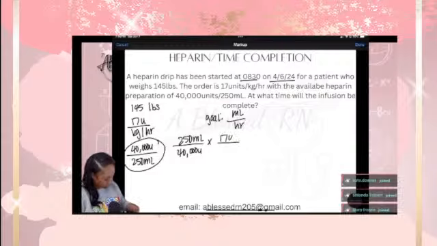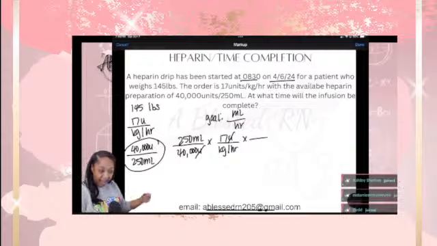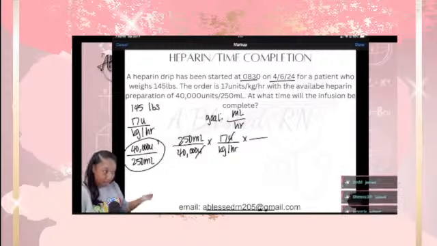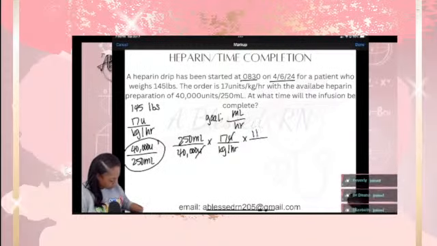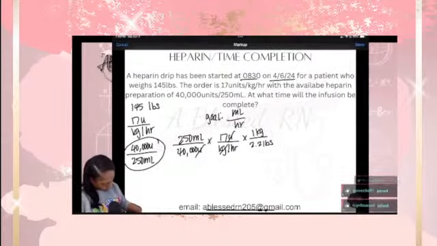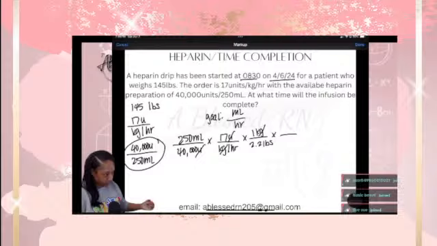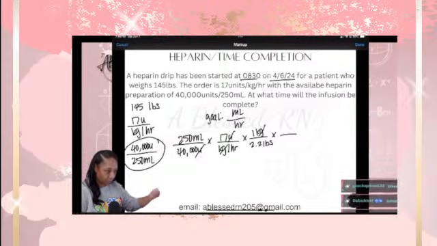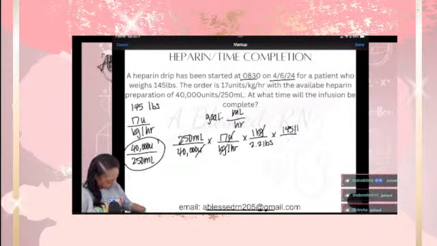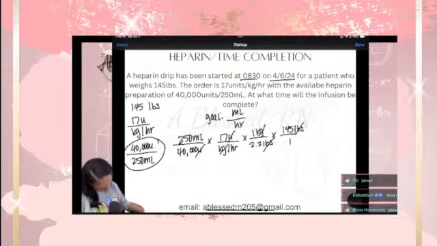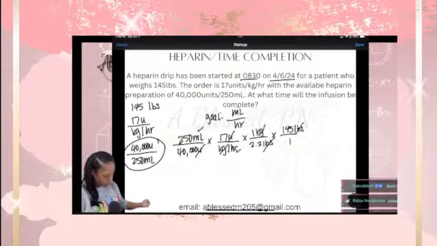So we got 17 units per kilogram per hour. Units has now crossed out. We've got kilogram and hour at the bottom. Hour can stay, but kilogram has to go. So we got our patient's weight, but it's in pounds. But we know that 1 kilogram is 2.2 pounds. Kilogram crosses out. And now we can put our weight at the top to cross out the weight. So 145 pounds, weight crosses out. And now you have milliliter per hour.